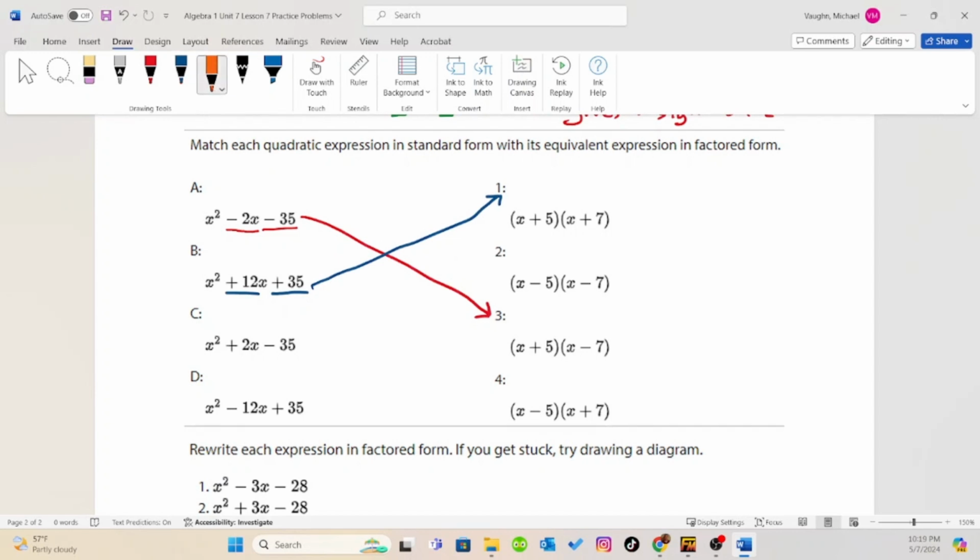Next, we're going to look at C. We have a negative 35, so we want factors that are opposite of each other. And when they add together, we're going to get positive 2, so we want the larger factor to get the plus sign. This time we're going to use 5 and 7, but we want the 7 to be the positive. So we want x minus 5 and x plus 7, so that is going to equal 4.